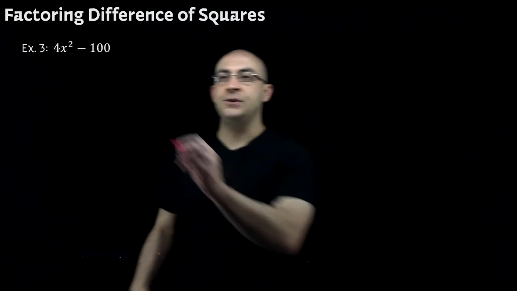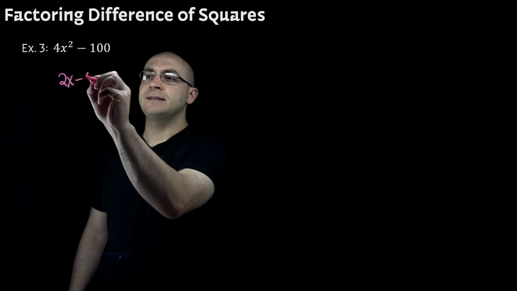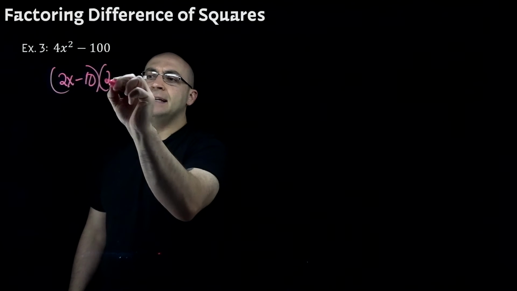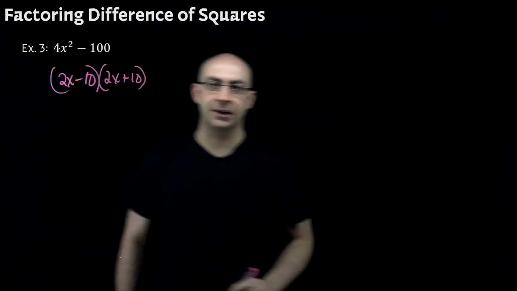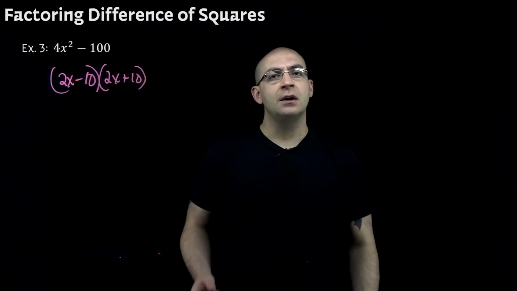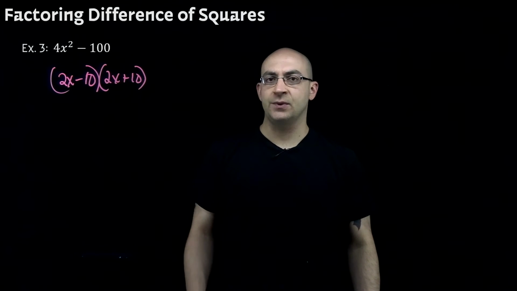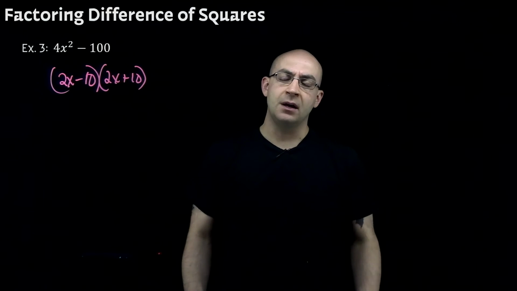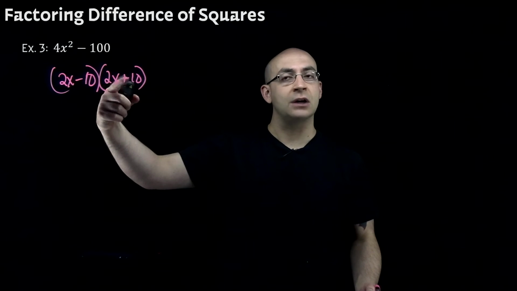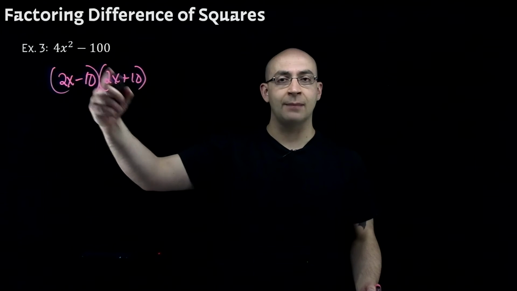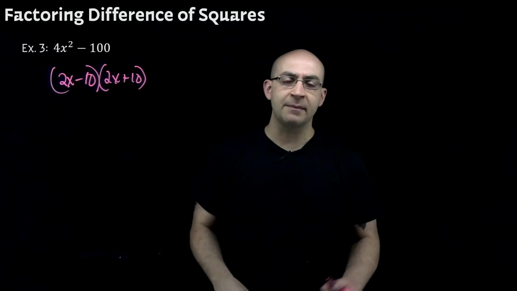Okay, so if you got 2x minus 10 and 2x plus 10, you're looking good. Pretty simple process. Now, you might be wondering, how come that's so easy? What happened to the middle term? Because sometimes when we factor quadratics and there is a third term in the problem, we have to do some crazy stuff with the area model and things like that.